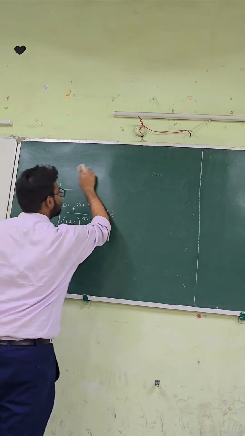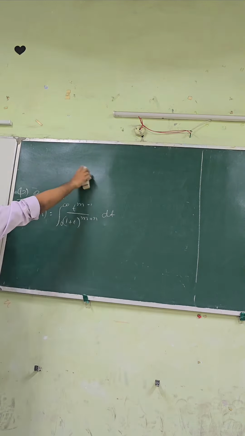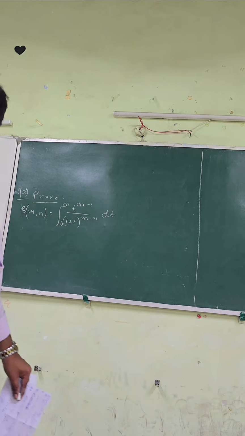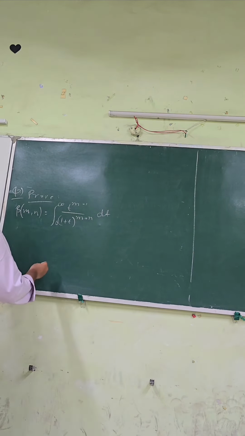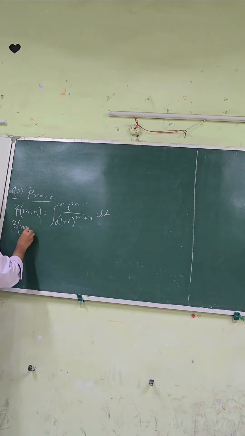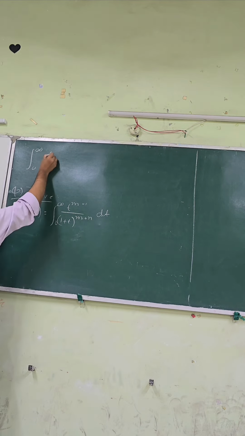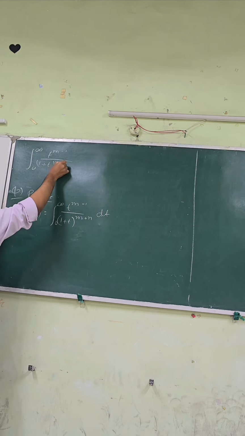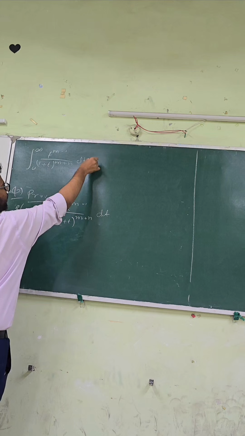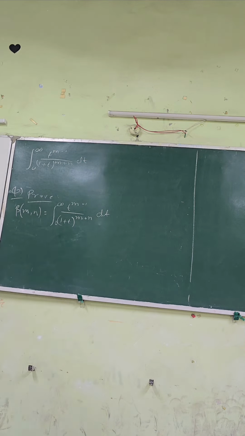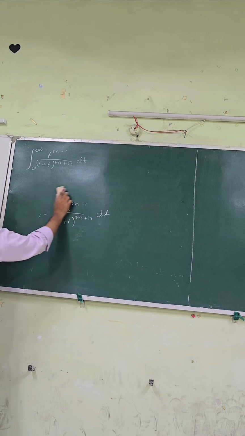Yeah. So now let's solve the problem and see how we get it. Okay, so beta of m comma n. We will take this expression: the integral from 0 to infinity of t to the power m minus 1 by (1 plus t) to the power m plus n, dt, right? You get this. Let me erase everything written on the board so that now I have more space to write.